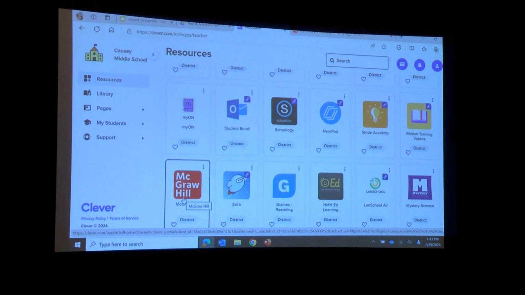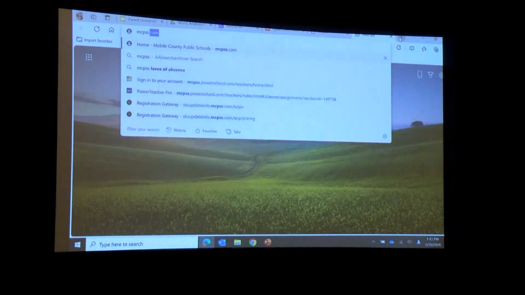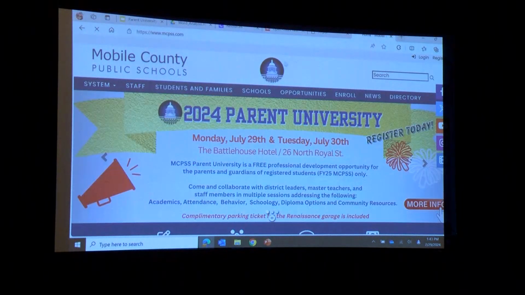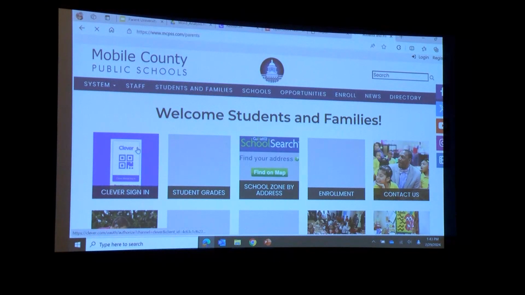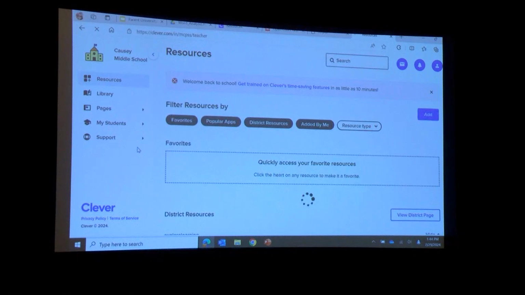Do y'all know how to get to Clever? I feel like I need to go back and keep explaining. Okay, let me go back. If you just go to Mobile County, mcpss.com, and it's students and families, correct? Yes. Okay, students and families, and then it's Clever. And it should take you right there.